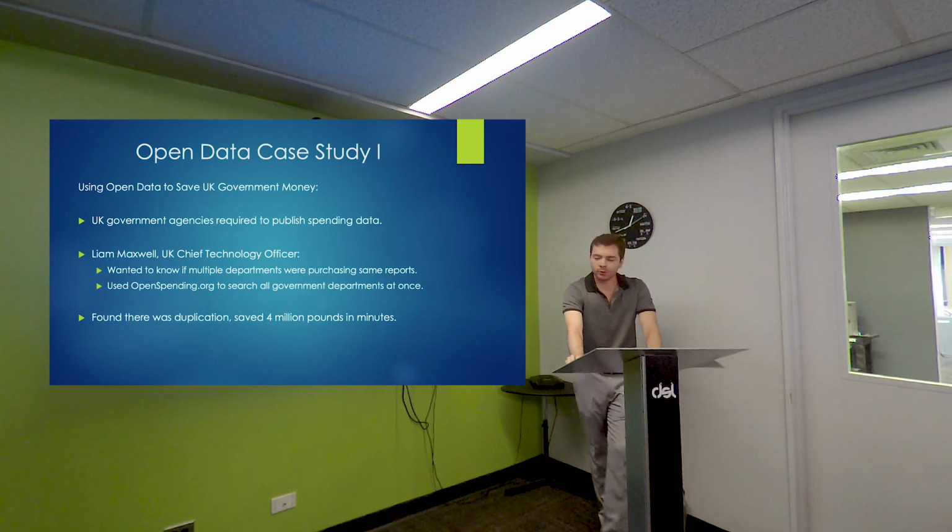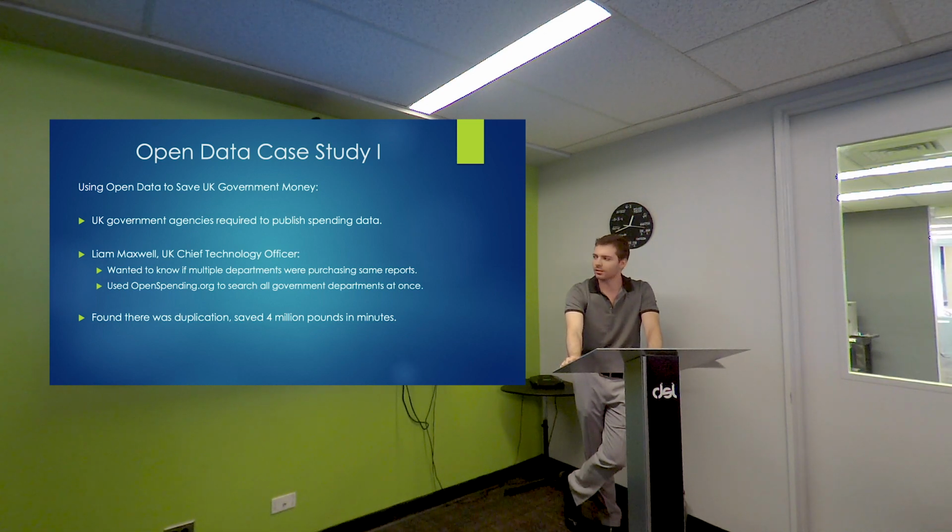Now I'm going to talk about a few case studies. This is also meant as a visual guide, so there's a lot of text on the next few slides, but it's really pretty simple. This one comes from the United Kingdom government with this guy named Liam Maxwell, who's the Chief Technology Officer over there. He wanted to see if different departments across the government were spending money for duplicate versions of these same really expensive market research reports, and was able to use a website created by others called openspending.org, where they aggregate spending data from different nations all in one place, and he was able to search across all the different departments at once because there was no other way to do this.